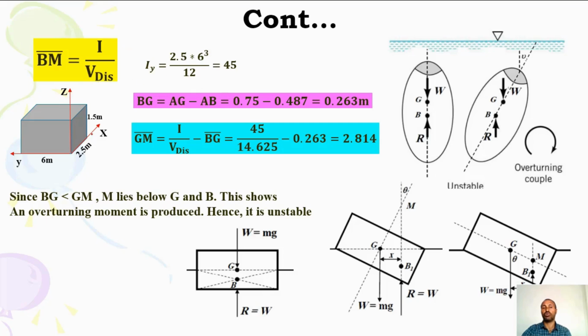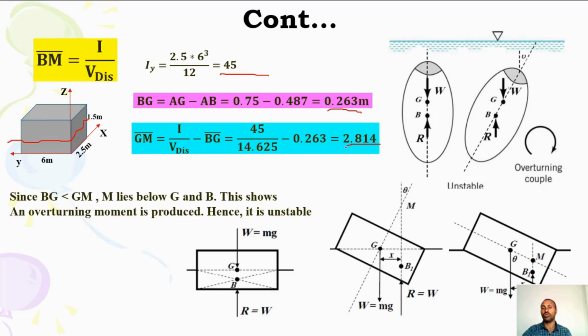Moment of inertia about the y direction, which is this direction. This is the base of the block. So water is going through this, it will go like this. Clear? So the base. We will have the moment of inertia about the y direction, which is just b h cubed over 12, which is 45. Then you can find BG, AG minus AB. You have this result from the above, 0.263. Then GM equals the moment of inertia over the volume of the displaced liquid, minus BG. So you get this result.